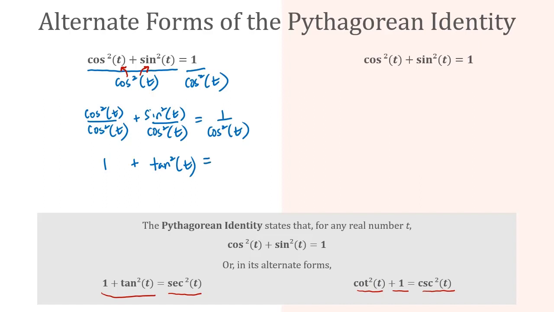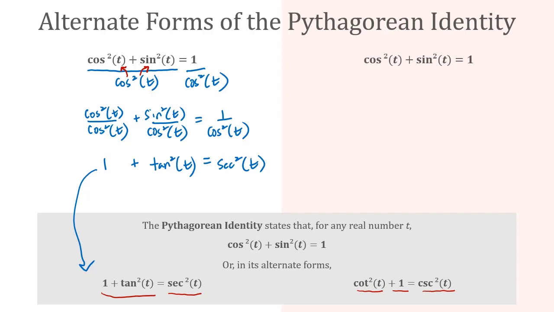And 1 over the cosine of t, we know that that reciprocal function is secant, and since it's squared, we can call this secant squared t. And that matches that first alternate form. So we've taken care of that. Now let's go to the other alternate form.